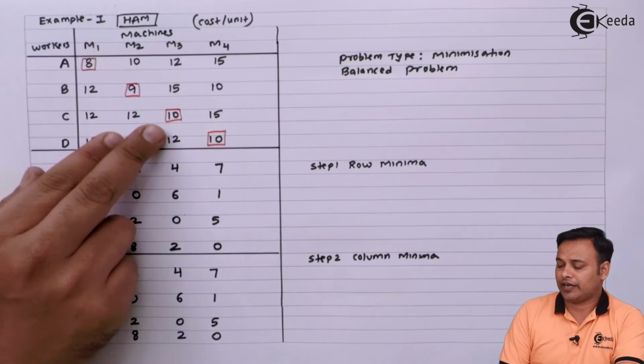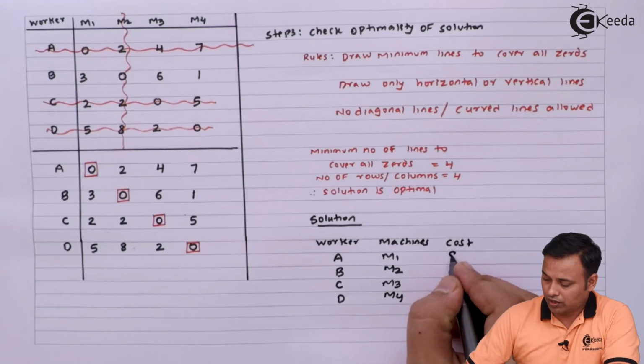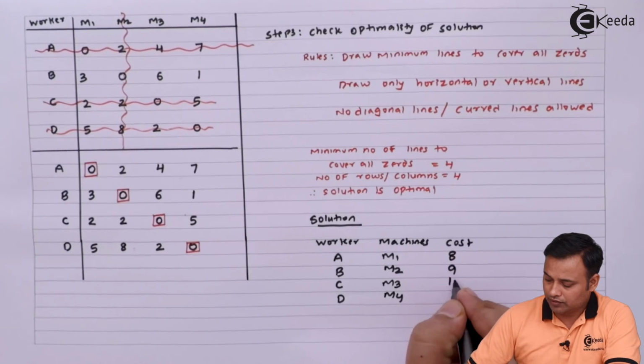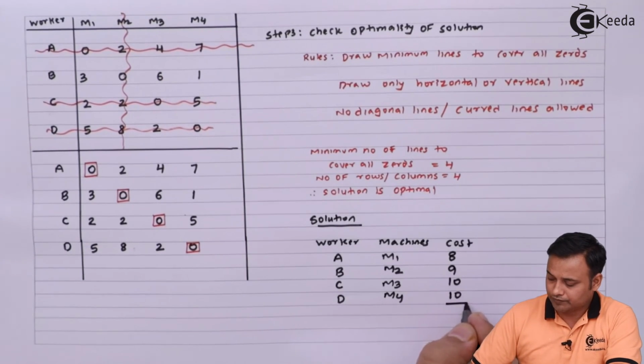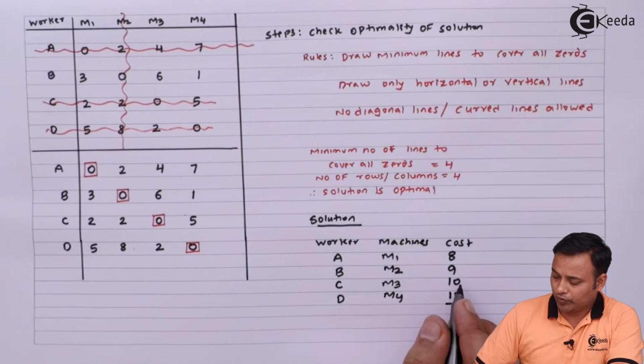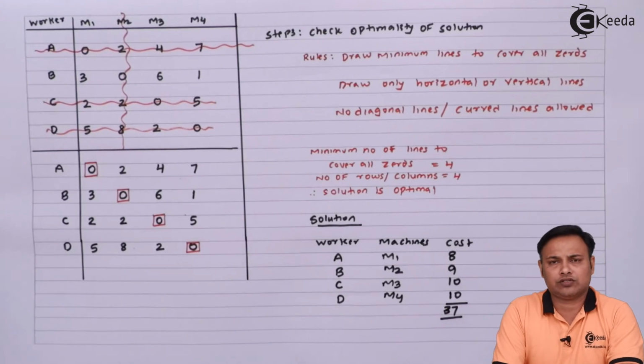So 8, 9, 10, 10. This comes to 10, 20, 29, 37. This is my final solution.